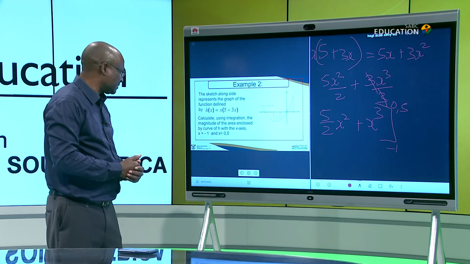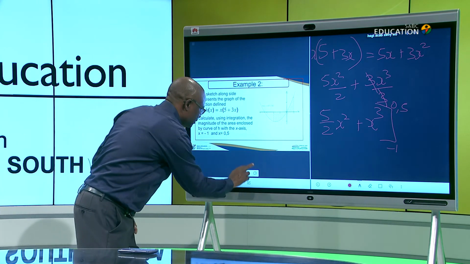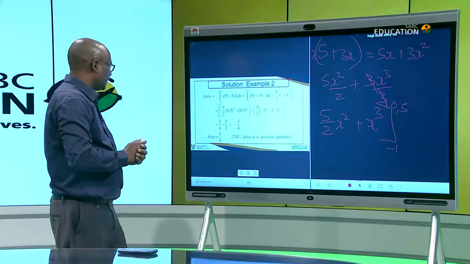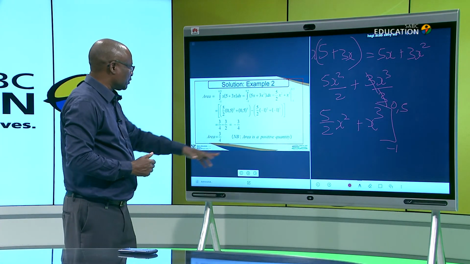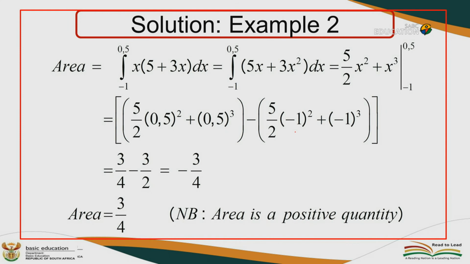Some of these calculations I will skip. When you do the substitutions, that is where I ended up. It is going to give you negative 3 over 4. Like I said earlier, the negative just shows that your area is below the x-axis, but the area must be positive, so your area must be 3 over 4.